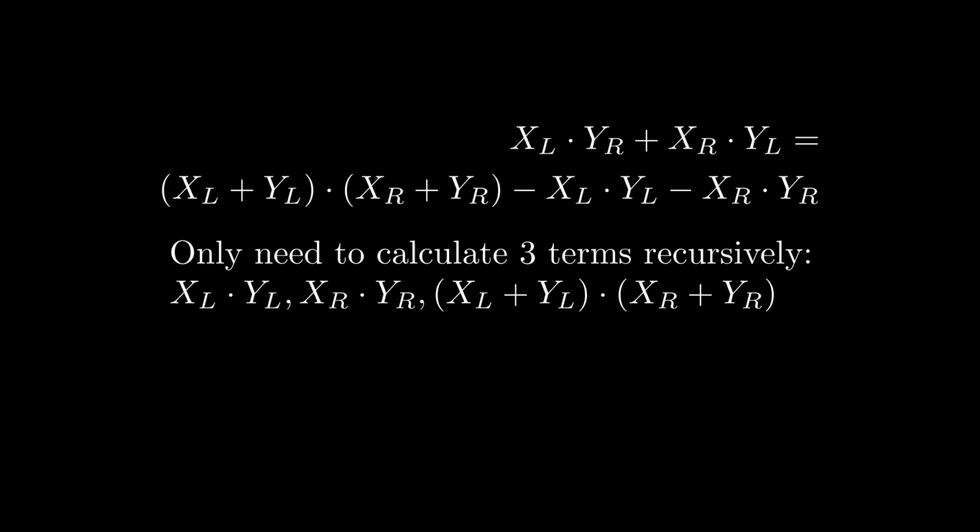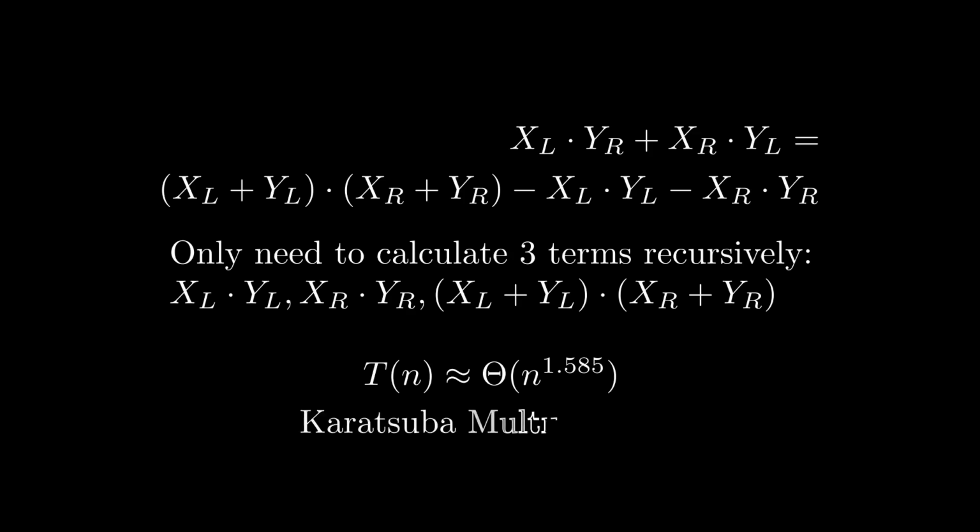Since it takes theta of n time to perform addition, this extra time required to sum the components of the middle term is simply included in the theta of n time required to merge. Hence, we have that the new recurrence relation is T of n equals 3 times T of n over 2 plus theta of n. By the master theorem, the time complexity is now T of n equals theta of n to the log base 2 of 3, which is approximately theta of n to the 1.585. This particular algorithm is known as Karatsuba Multiplication, and it was the first fast multiplication algorithm ever found. Let's see if we can use this intuition to develop faster algorithms for other mathematical operations.